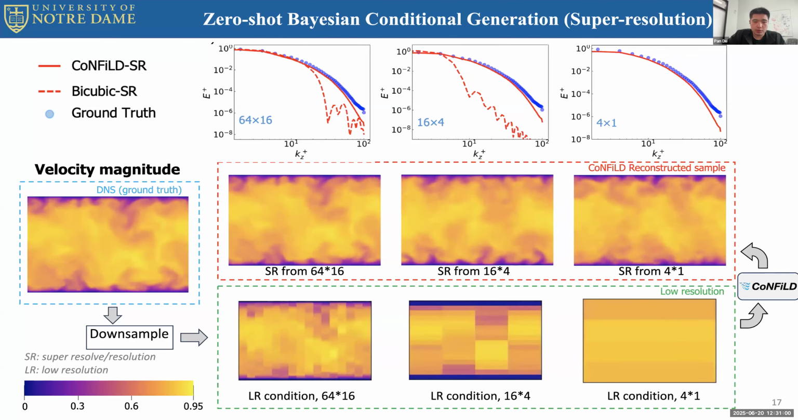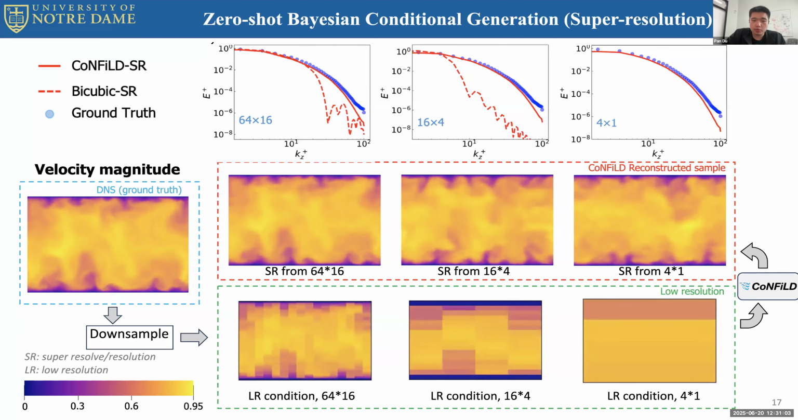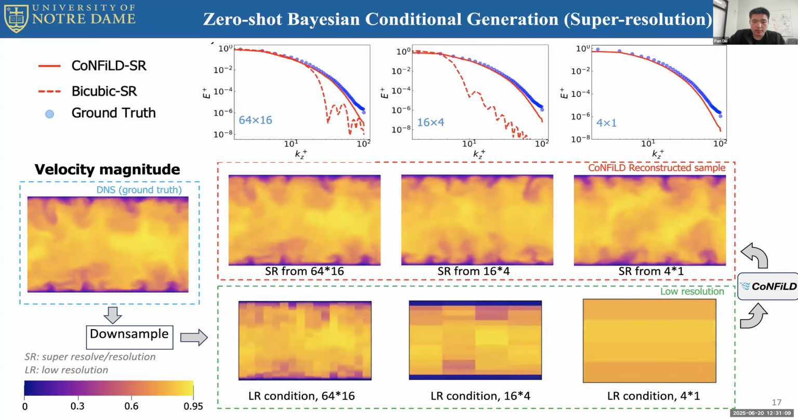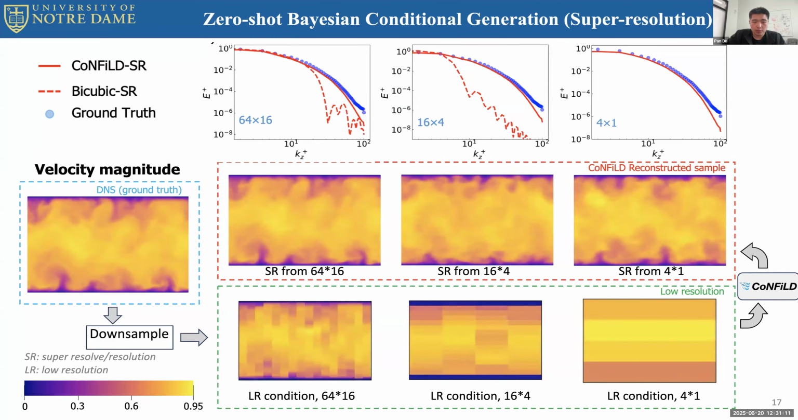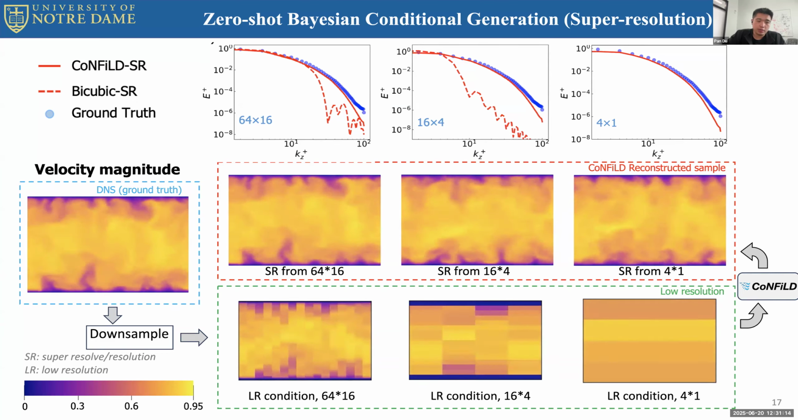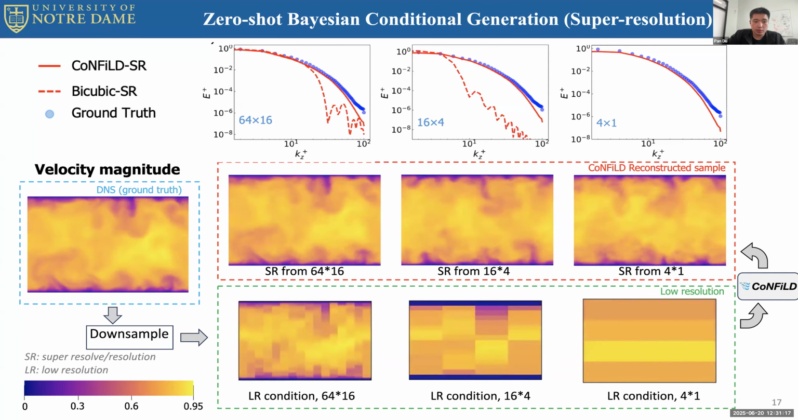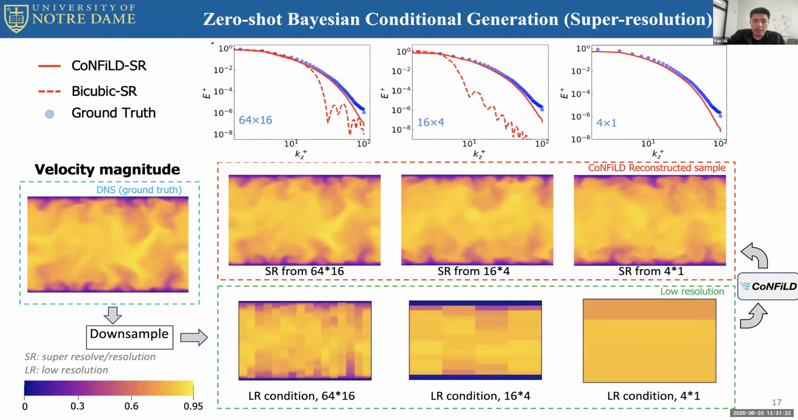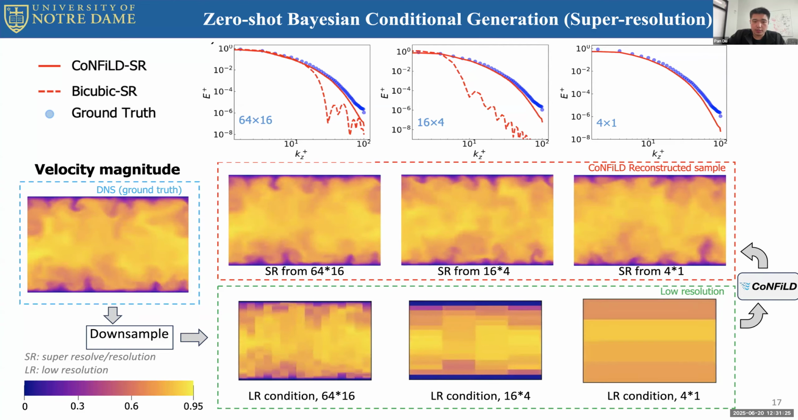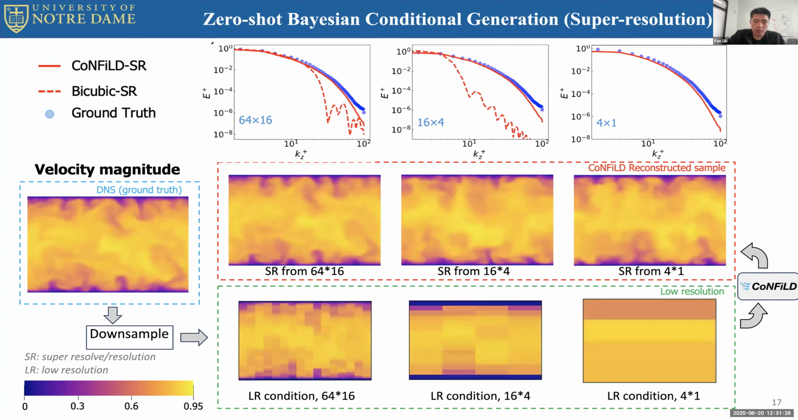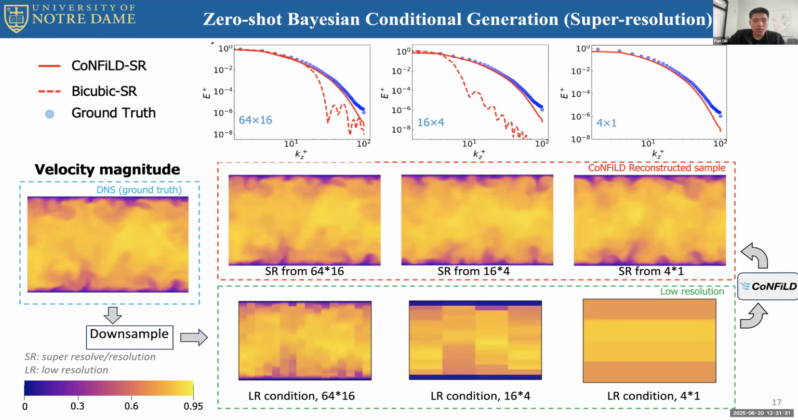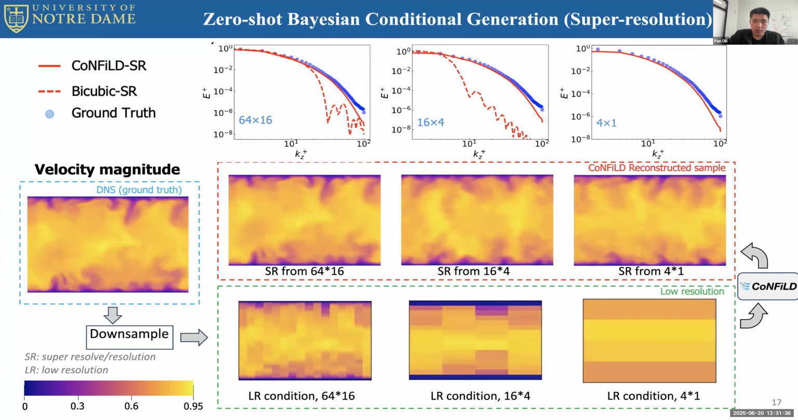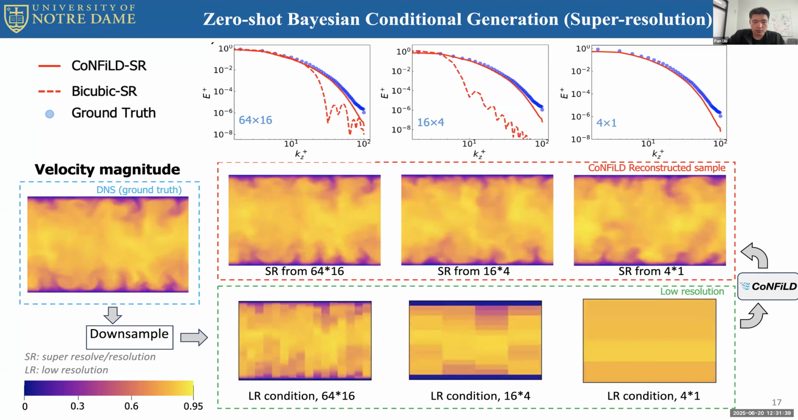We also plot the turbulence spectrum, and the blue dots are the ground truth, and the red solid line is our CoNFiLD super resolution results. And we also compare it to directly doing bicubic interpolation for the super resolution task. You can see that because it is bicubic interpolation, all the high frequency turbulent structures are underpredicted. However, our CoNFiLD model can predict very close turbulent spectrums when compared to the ground truth.